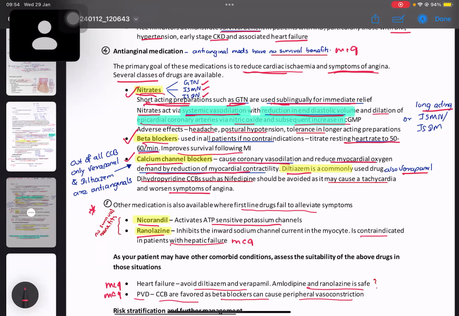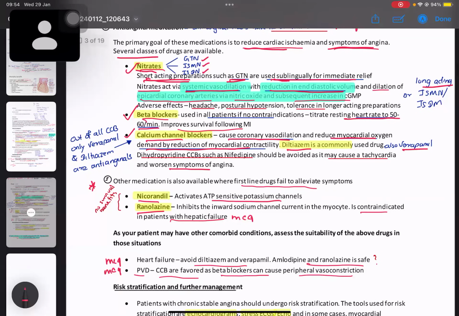And they dilate because those blood vessels are somewhat obstructed by plaques. Not completely, but they are somewhat obstructed to a point. So we should dilate them so that we can give the blood supply for the heart muscles. So dilation of epicardial coronary arteries via nitric oxide and subsequent increase in cyclic GMP.